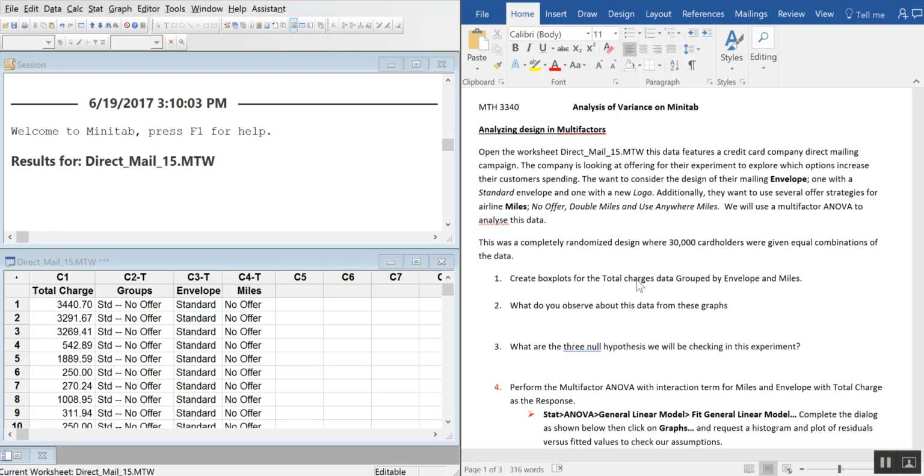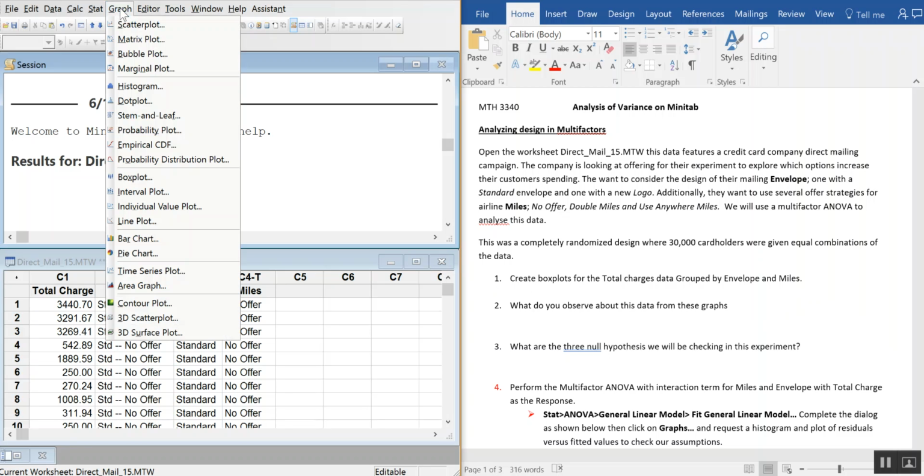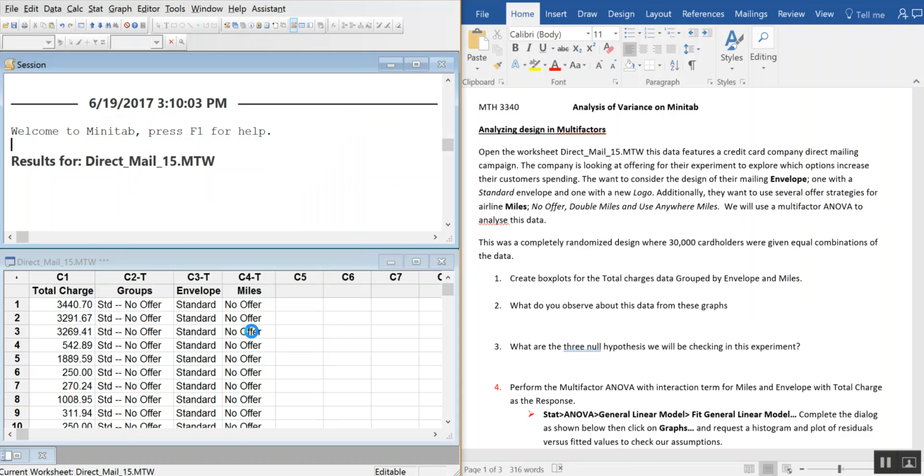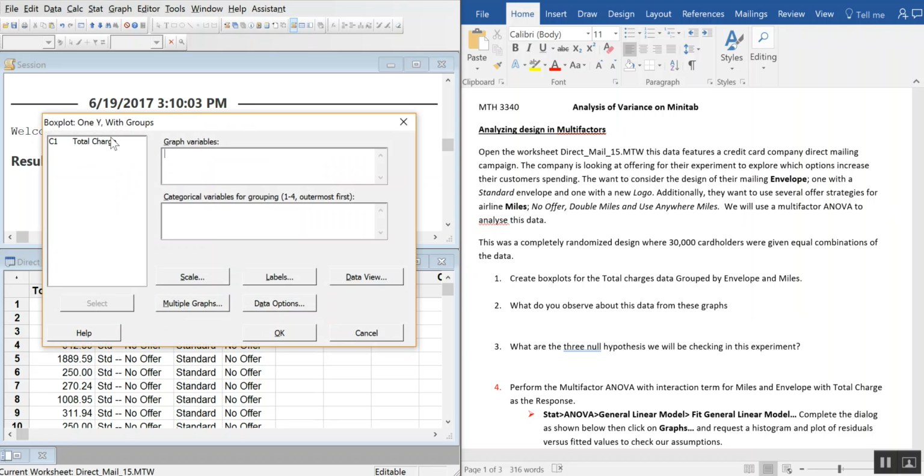Or is there a specific offer I can give that will cause people to purchase more? All right. So first we want to check some of our requirements by making some box plots of our data to see if we meet the equal variance assumption. I'm going to go up to graph and then down to box plot. I want to choose with groups since I am grouping by two different variables here. I'm going to hit OK. I need to give it a variable to graph. We're interested in total charges, and it's grouped in two different ways, by envelopes and miles. Notice how it says outermost first, it starts grouping first by that first variable and then by the second one. We'll see what this looks like after I hit OK.